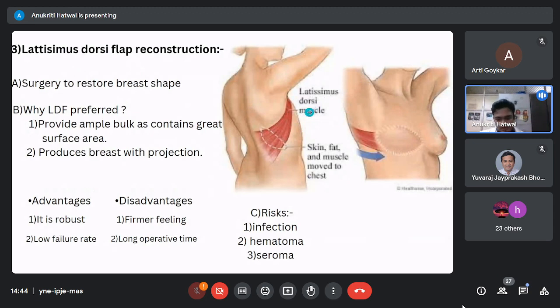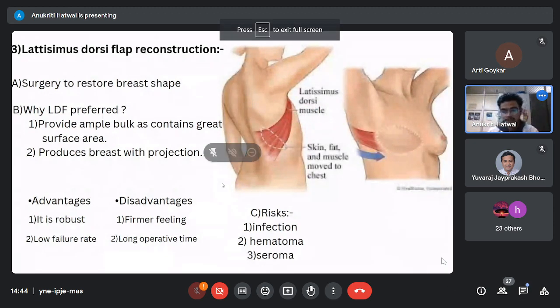Now this is all from my side. Now my colleague Nagnath will explain about the chemotherapy and the radiotherapy. Thank you. Thank you, Yash.